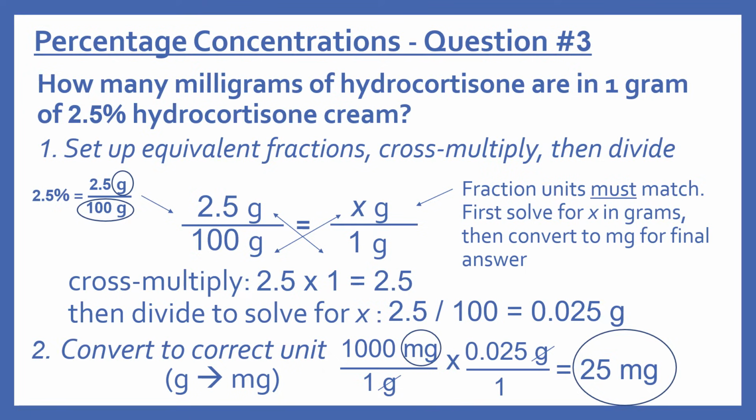Now we need to convert to our correct units. We need to convert from grams to milligrams. To do this, there are 1,000 milligrams per 1 gram, and we're going to multiply that by 0.025 grams over 1. Our grams cancel out because there's a gram on the top and a gram on the bottom, and we're left with milligrams for the top unit. That's what we want. We want this in milligrams. So now we'll just multiply 1,000 times 0.025, and that gives us 25 milligrams. So there are 25 milligrams of hydrocortisone in 1 gram of the 2.5% hydrocortisone cream.